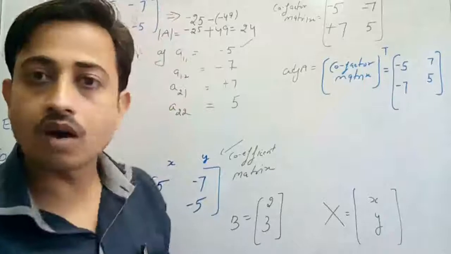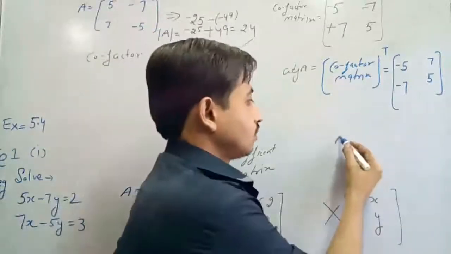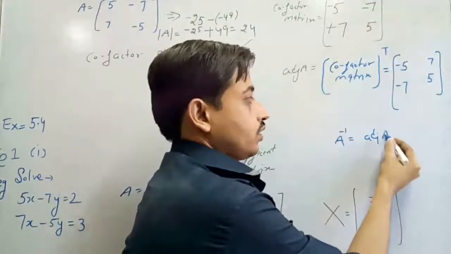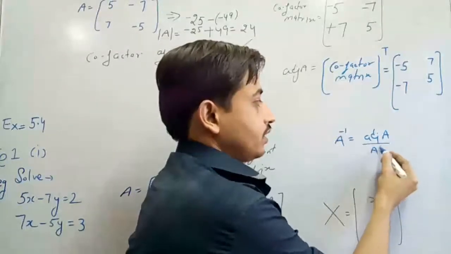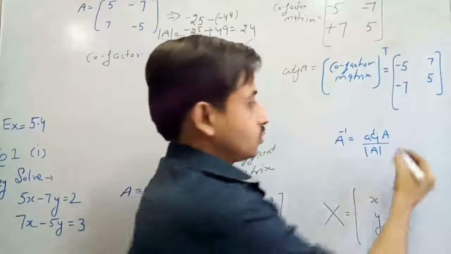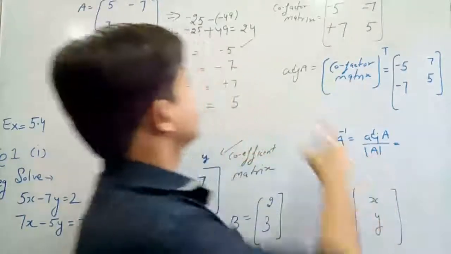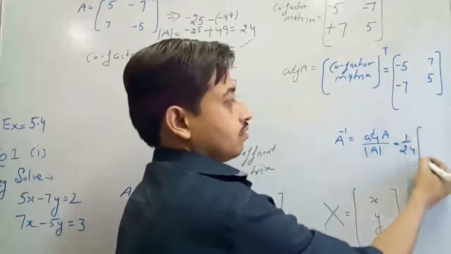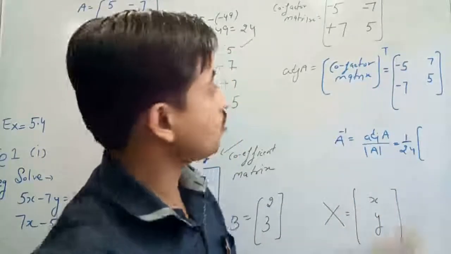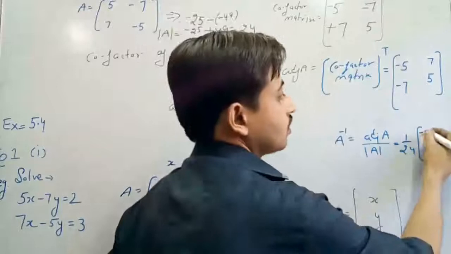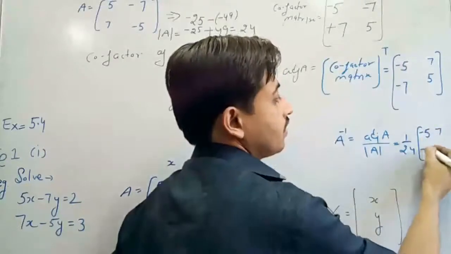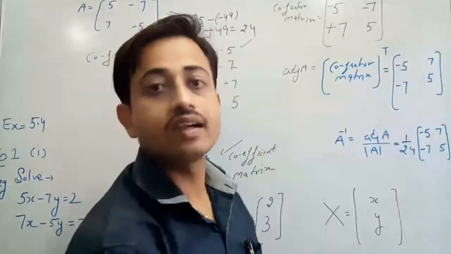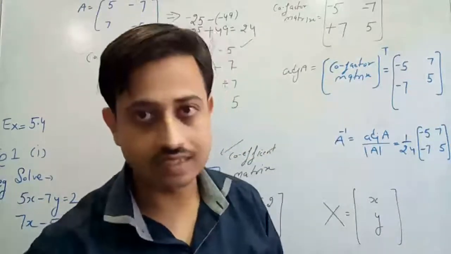Now what's the formula of A inverse? A inverse is basically the adjoint of A divided by the determinant of A. The determinant of A is 24, so I can write 1 by 24. Now what is the adjoint of A? The adjoint of A is minus 5, 7, minus 7, 5. So we got A inverse.